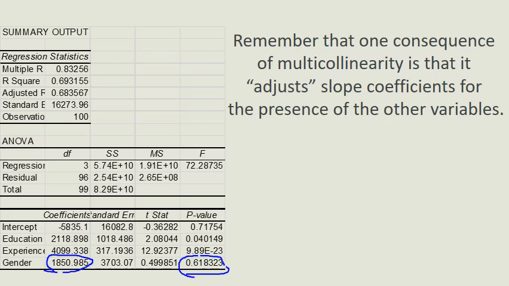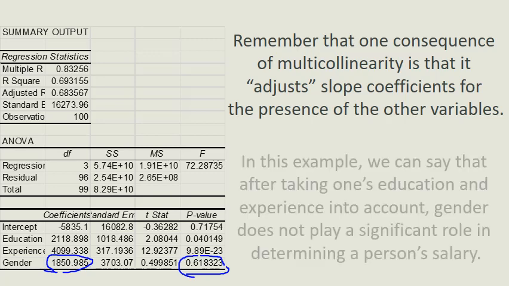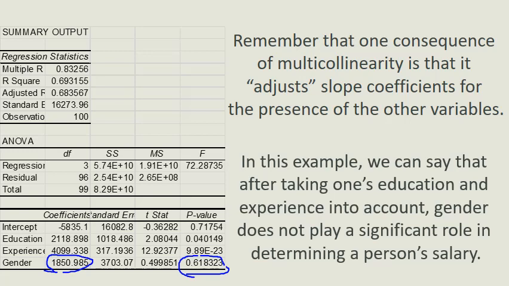And I want to remind you about one of its effects. It adjusts slope coefficients for the presence of other x variables. So the slope coefficient for gender that we see in this output is the slope adjusted for education and experience. And what we see is that after taking education and experience into account, there is no significant effect on salary due to gender. We can also use the interpretation of the t-test to say the same thing. If we already know someone's education and experience, then learning their gender does not significantly improve our understanding of their salary.